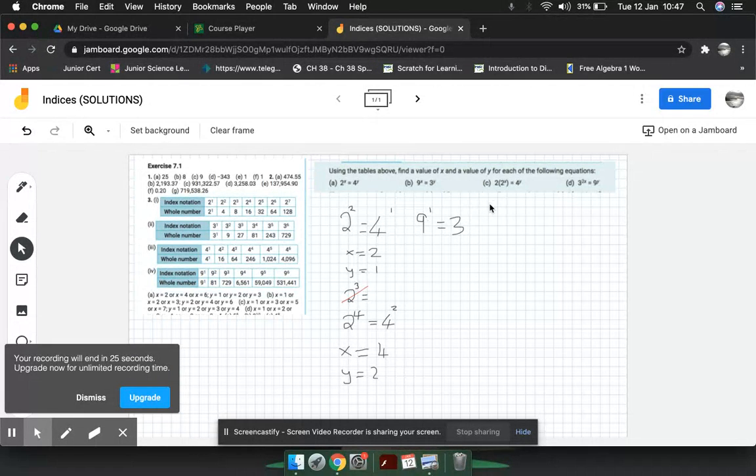You can see here that this is repeated for the rest of these questions. Now, I'm running out of time, but what I'll do is send a picture here of the solutions for part C and for part D.